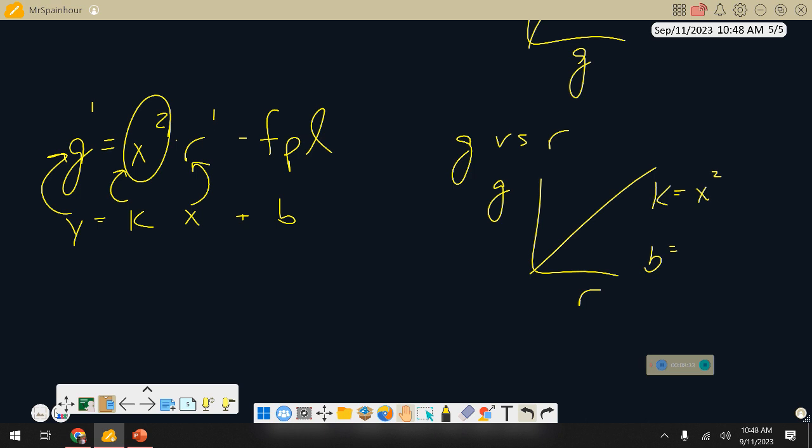And the y-intercept, or b, should be whatever is added next to it. So what should the b constant be? Negative FPL. And again, it feels weird to put 3 variables in a constant. But don't forget, you're only changing g and r, which means f and p and l are some number that is not going to change.